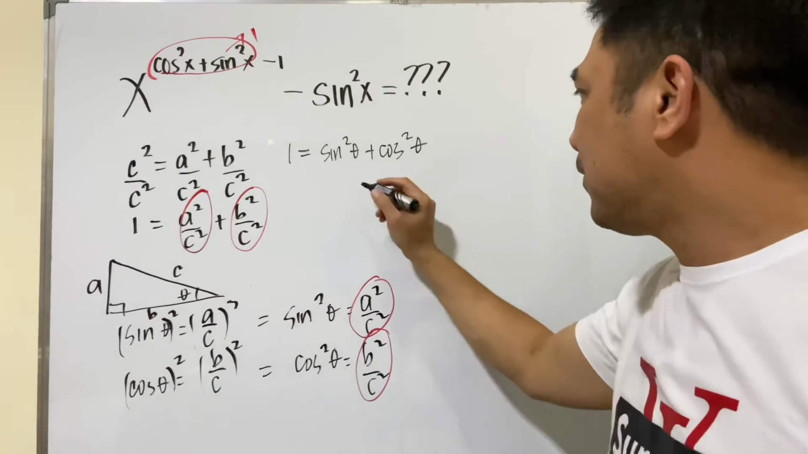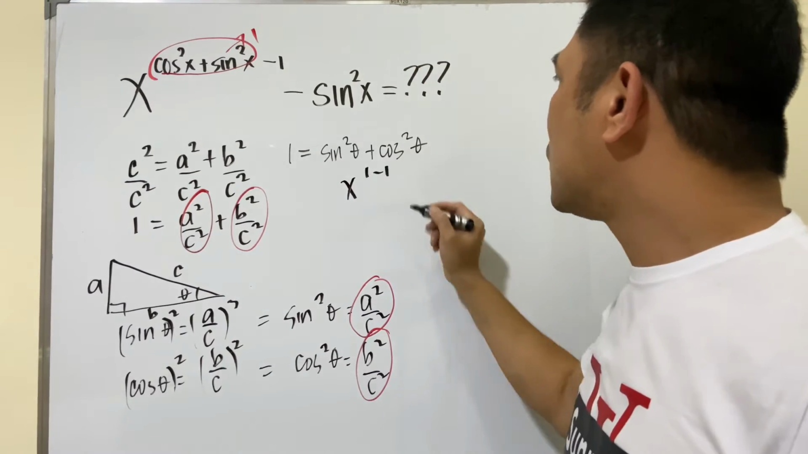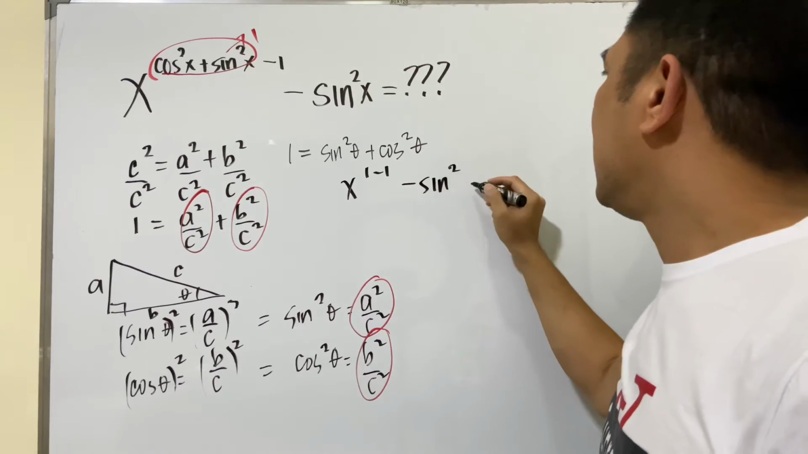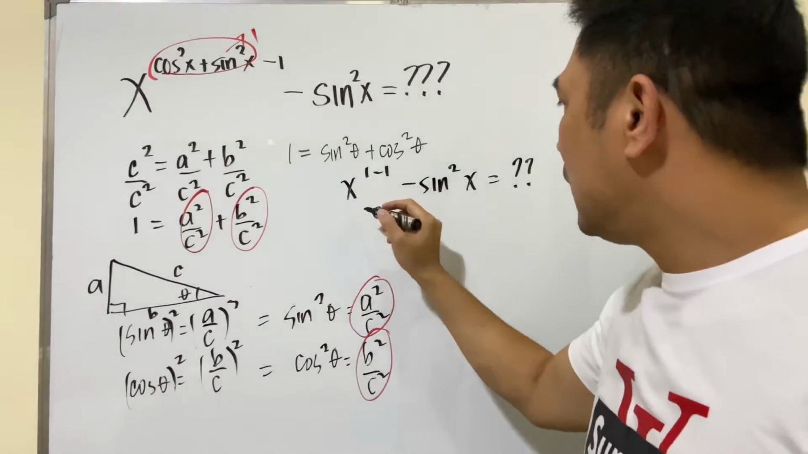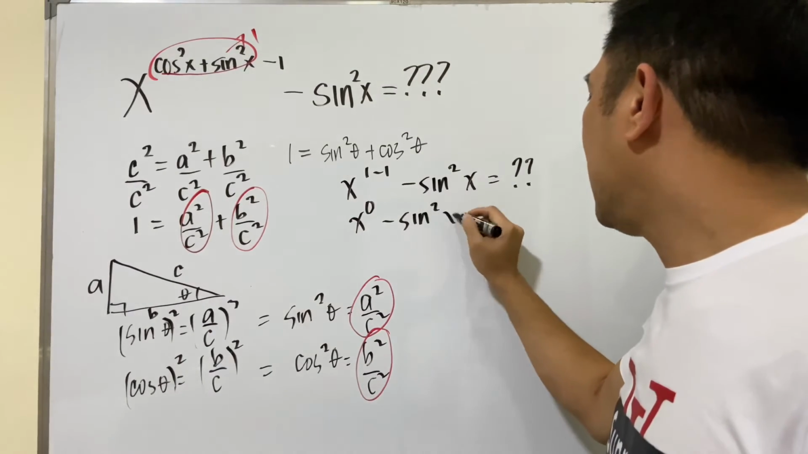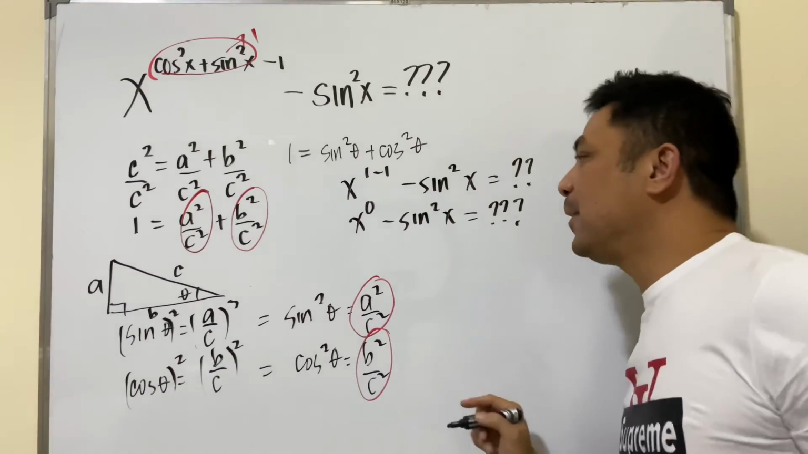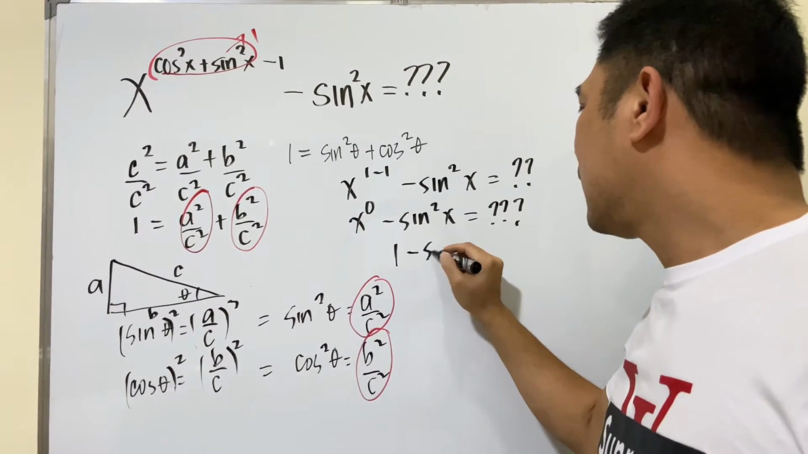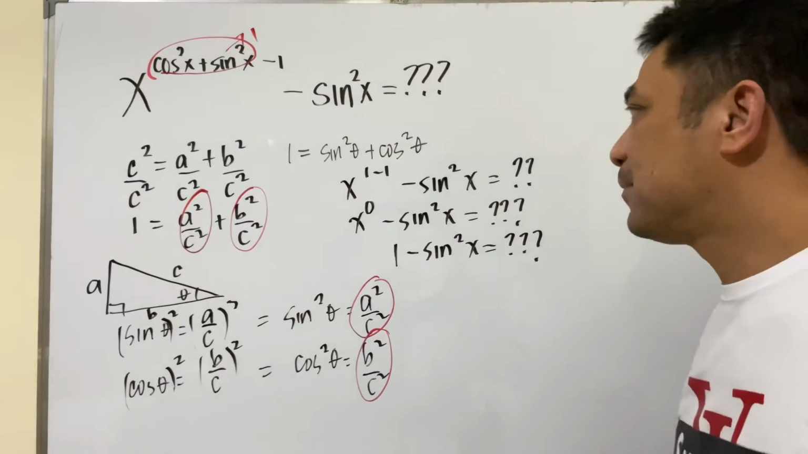So what's left now is x raised to 1 minus 1, minus sine squared x. What is this equal to? As we all know, this will be x raised to 0, minus sine squared x. Any number raised to 0 is what? We have 1 here. So 1 minus sine squared x is equal to which function?